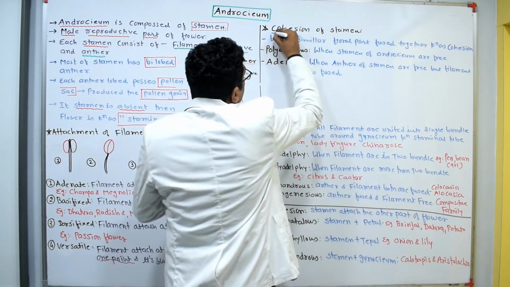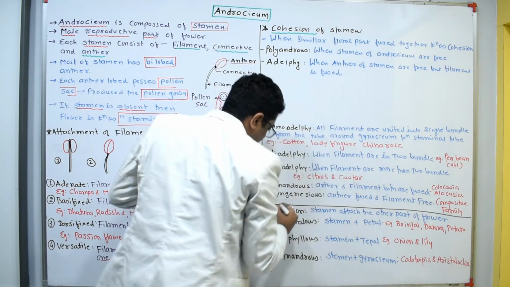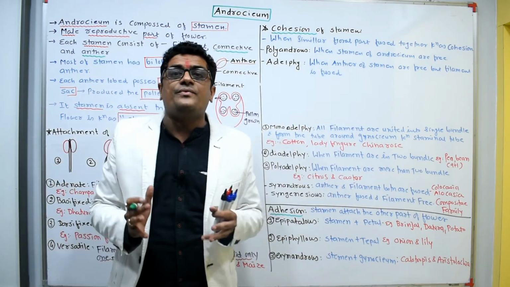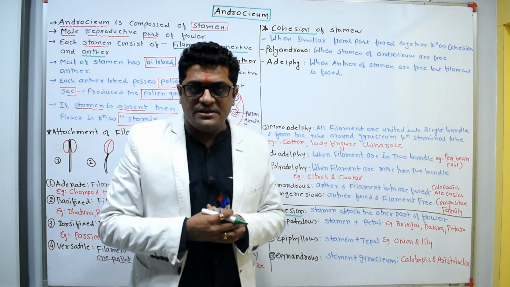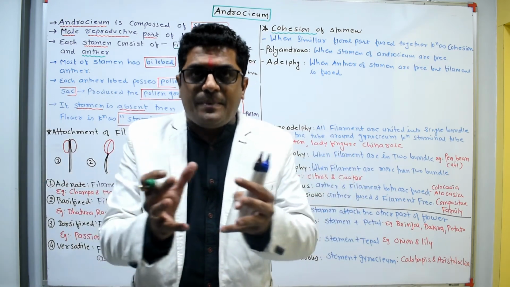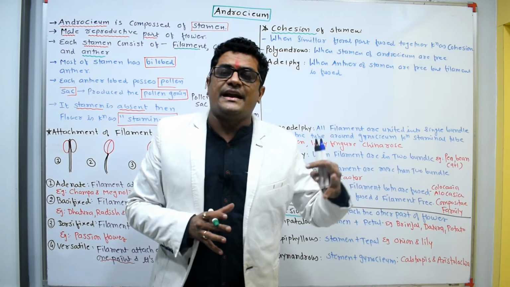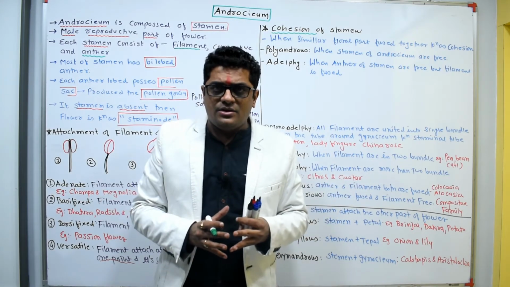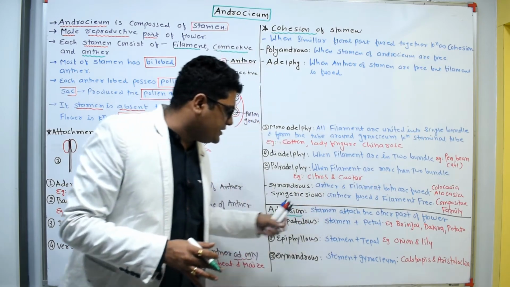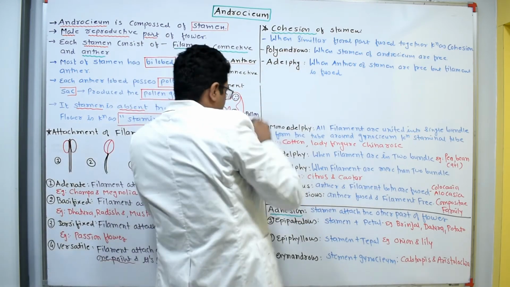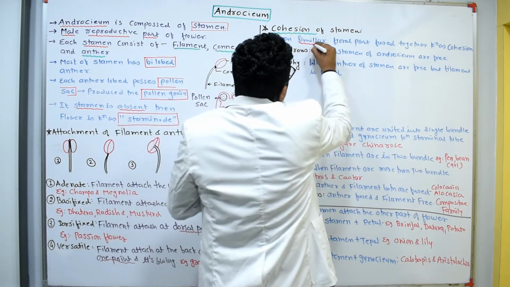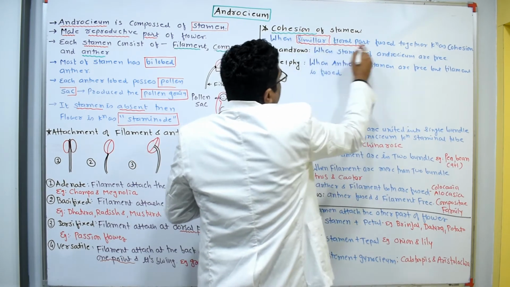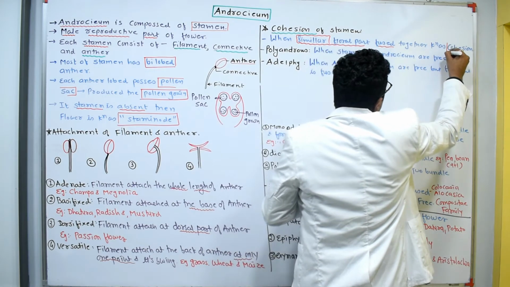So when similar floral parts are fused together, it is known as cohesion. Adhesion means when the stamens are attached to a different part of the flower, like androecium and gynoecium fusing: adhesion. Androecium fusing with itself: cohesion. Clear?